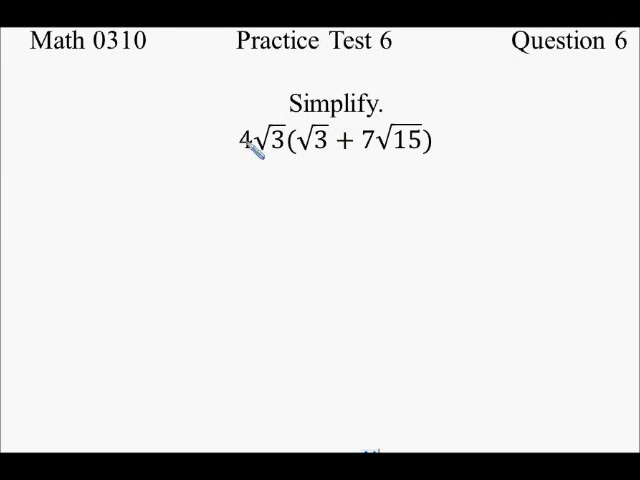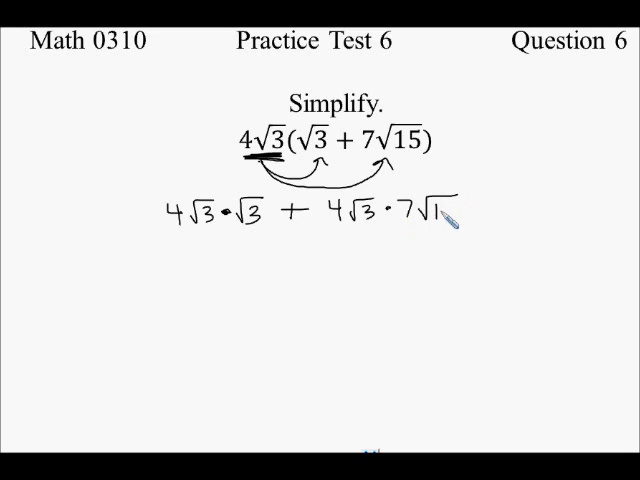Question 6. We're simplifying. We have 4 times the square root of 3 times a quantity, and the quantity has square root 3 plus 7 square root 15 in it. So we have a number outside of a quantity and we need to distribute it. First we take 4 square root 3 times the first term, so we end up with 4 square root 3 times square root 3. Then we have plus, for the next one, this term times this term, 4 square root 3 times 7 square root 15.